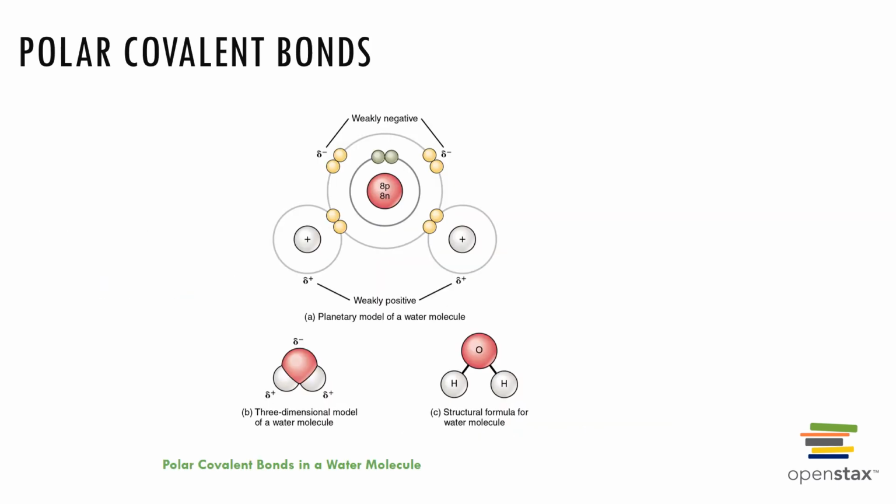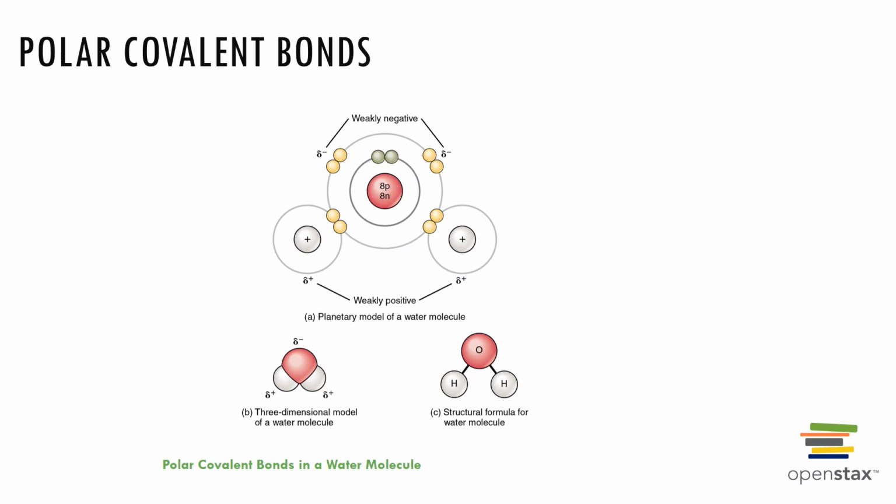Now, sometimes the sharing is not equal. So the sharing of electrons may be equal or unequal. Equal sharing produces electrically balanced nonpolar molecules. And we'll examine an example of that in just a moment. Unequal sharing by atoms produces polar molecules, and water is an excellent example of that.